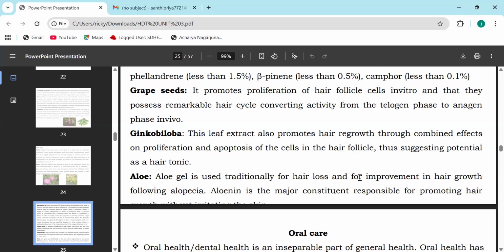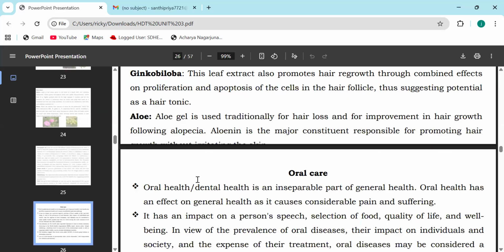And aloe gel is traditionally used for hair loss, for improving hair growth, and following alopecia. So for hair diseases like alopecia, the herb aloe vera is also used. Aloe gel is used traditionally for hair loss. Aloe is a major constituent responsible for promoting hair growth.